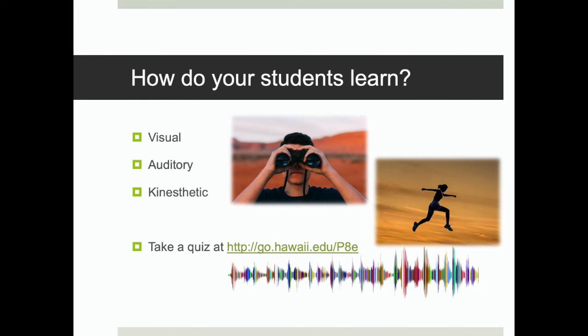How do your students learn? Visual, auditory, kinesthetic. It may be helpful to your students to learn more about how they prefer to learn. If your students do not already know what style of learning they prefer, you may be able to help them identify a style. For example, you can help them take an online learning style test.